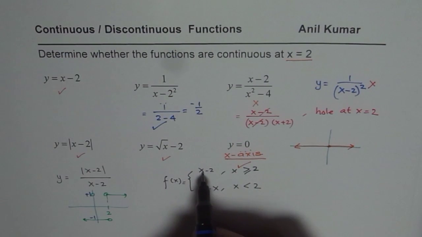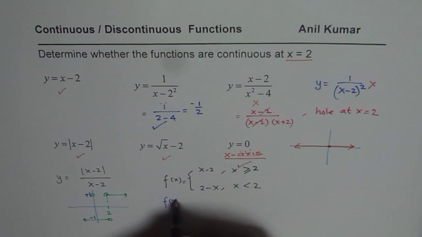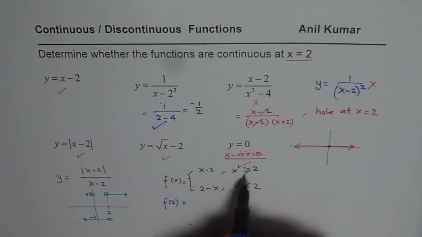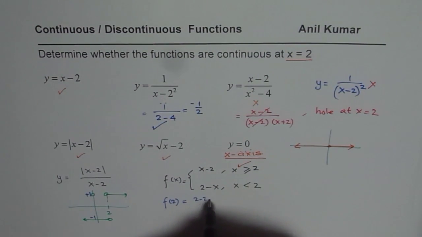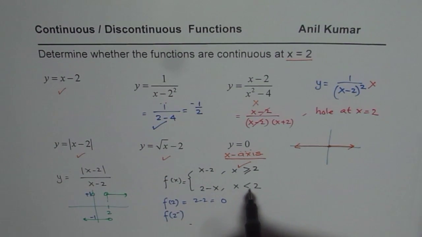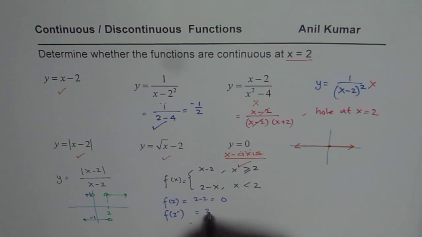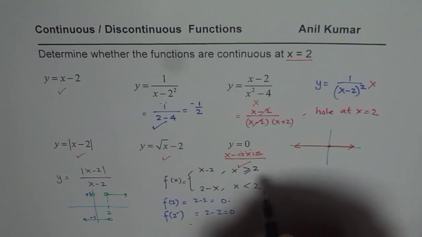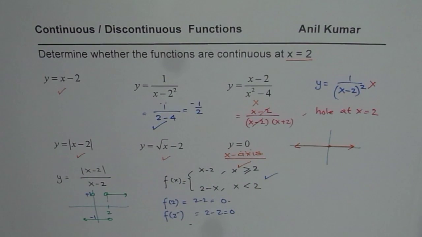Here, if I substitute 2, then what is f of 2? f of 2 is 2 minus 2, which is 0. And what is f of 2 minus? Let us say minus means when we are approaching from the other side. So it is equal to 2 minus 2, which is also 0. And since these two values are 0, this function is continuous, and that is very important for you to figure out. So this function is indeed continuous at x equals 2.